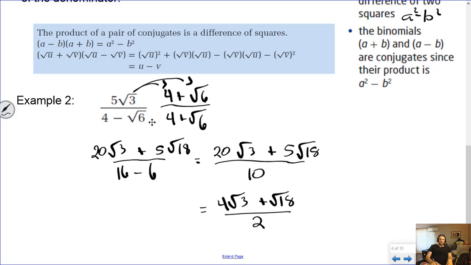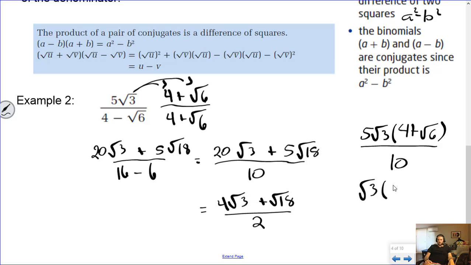Okay. Now, we didn't necessarily have to do this multiplication. What we could do is we could just leave it as factored, right? So 5 root 3 times 4 plus root 6. We could leave it like that. And then the bottom again becomes 16 minus 6, which is 10. And the nice thing there is that the 5 and the 10, again, will simplify. So it's root 3 times 4 plus root 6 over 2. So either way, we get the same answer. It just looks a little different. One is factored and the other is expanded.